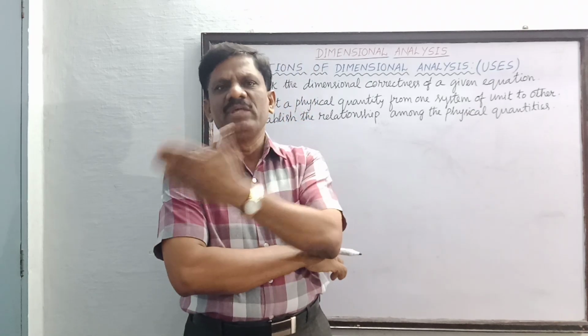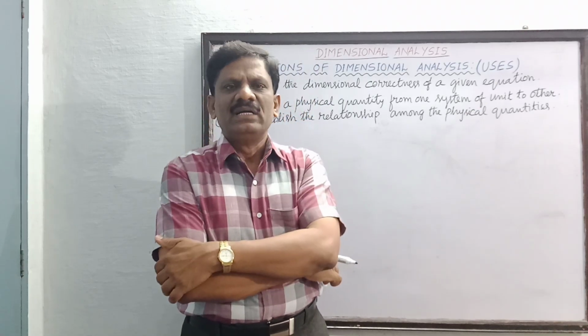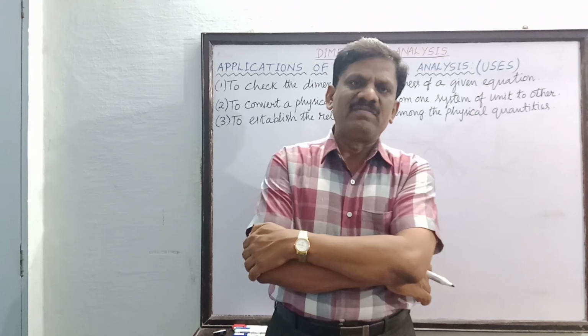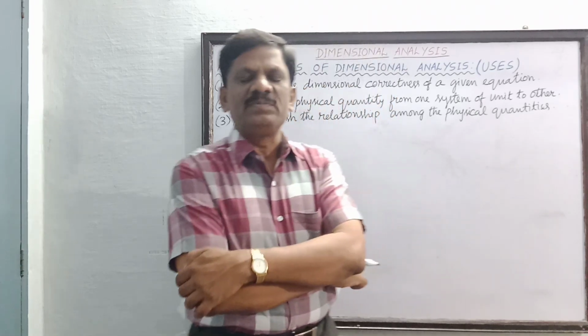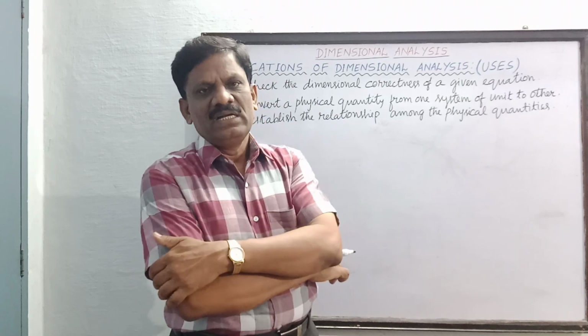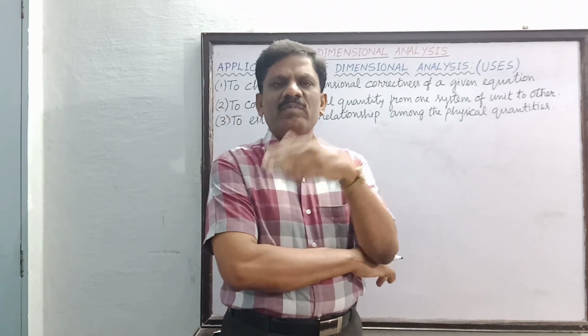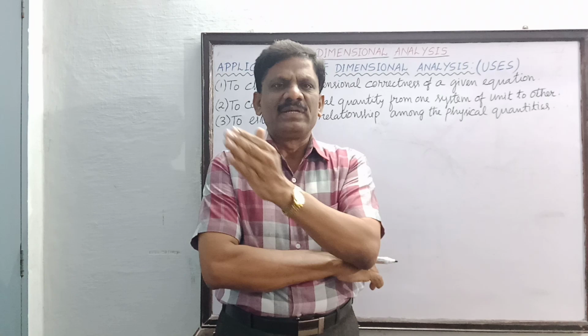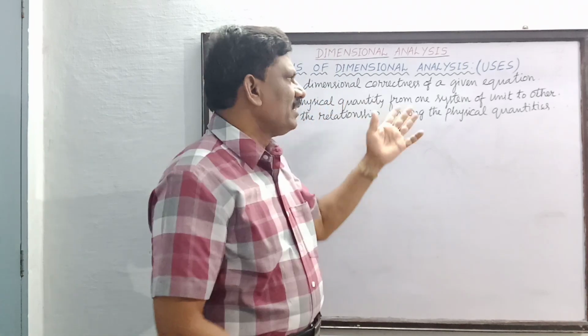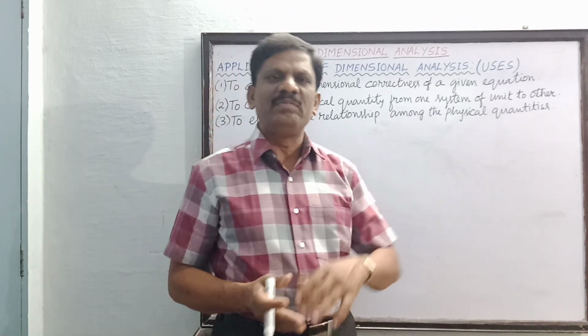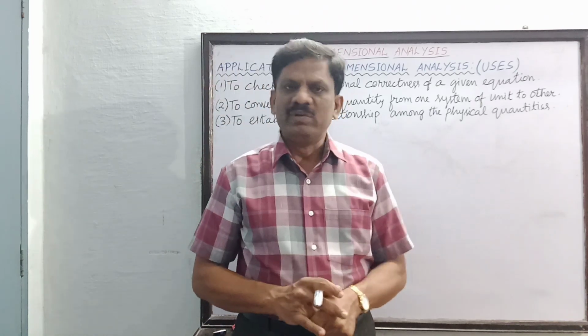Similarly, take 1 kilometer per hour. Kilometer per hour is also a unit for speed or velocity. But the SI unit for speed and velocity is meter per second. If you convert 1 kilometer per hour into meter per second, that is equal to 5 by 18. How was this derived? By the method of dimensions. One system of units can be converted into another system of units.